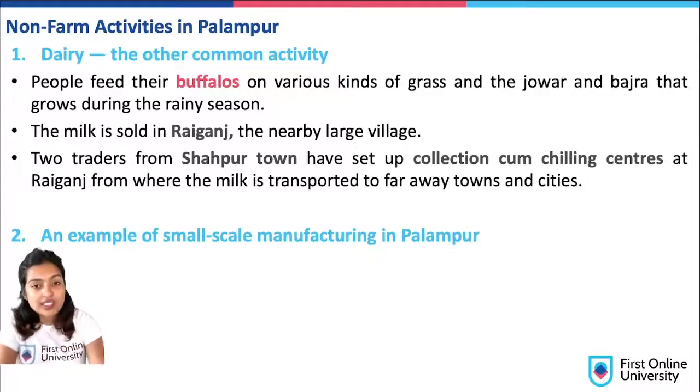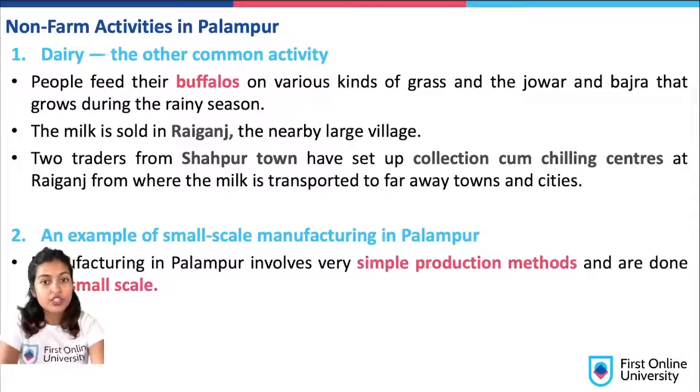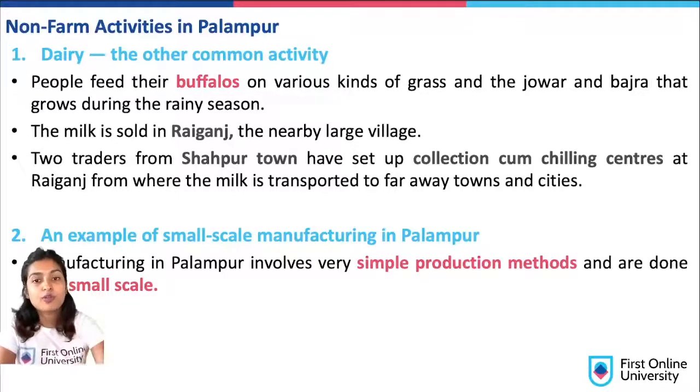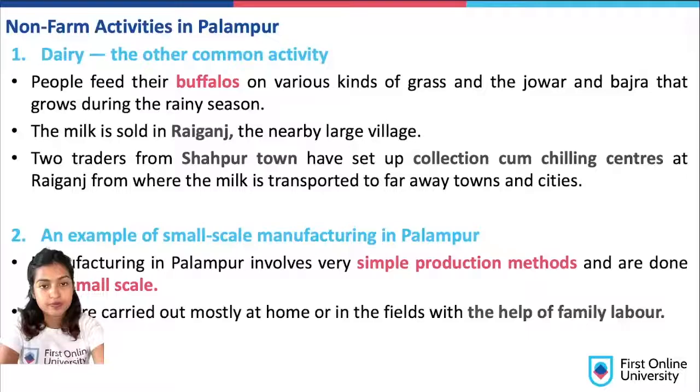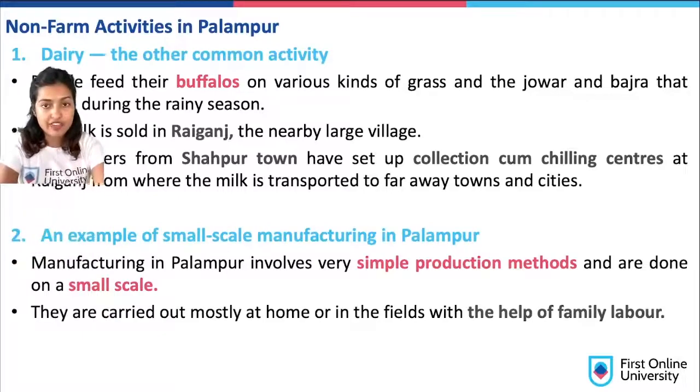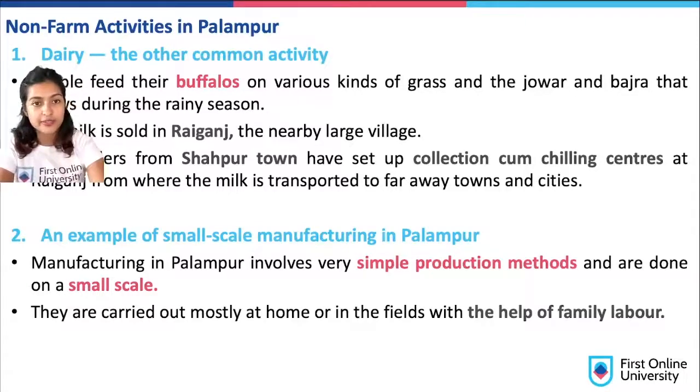Next we have small scale manufacturing in Palampur. Small scale manufacturing means those kinds of industries that are very small, which employ small numbers of people, and the methods of production are very simple. It does not involve big machinery as such, but it has small machines and small production methods. Usually these small manufacturing units are carried out by the entire family itself. They don't really require labor from outside.